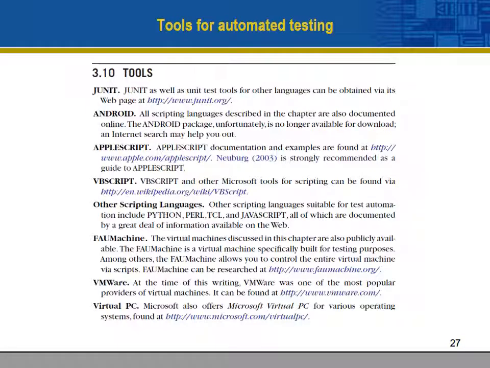On this slide, we have some tools for our automated testing. We already mentioned some of these: JUnit, Android we saw earlier, AppleScript, VBScript. Other scripting languages we did mention are Python and Perl, and virtual machines. Some of you might be aware of these tools already: VMware and Virtual PC. We do want to also mention that there's another software called Oracle VM VirtualBox, which is also a free virtual machine. It's most comparable to VMware on this slide.